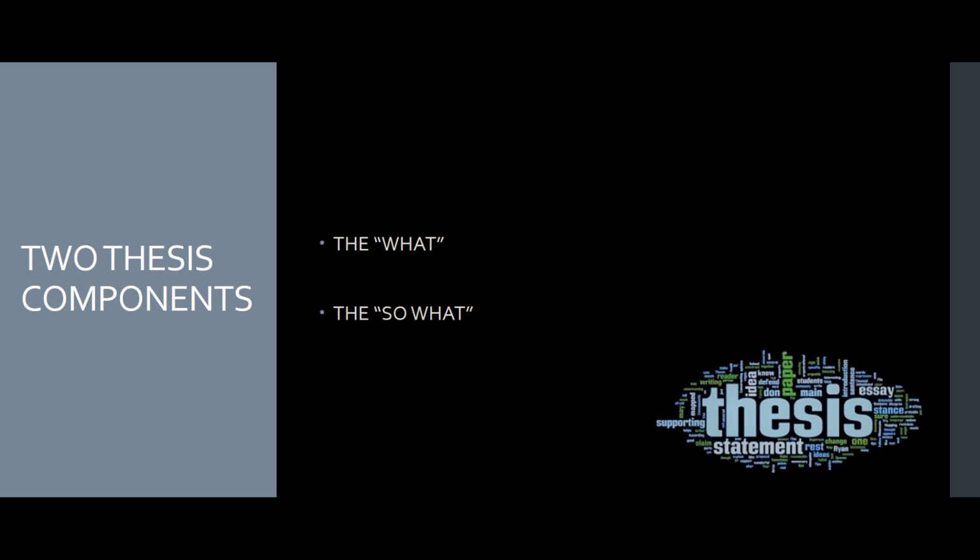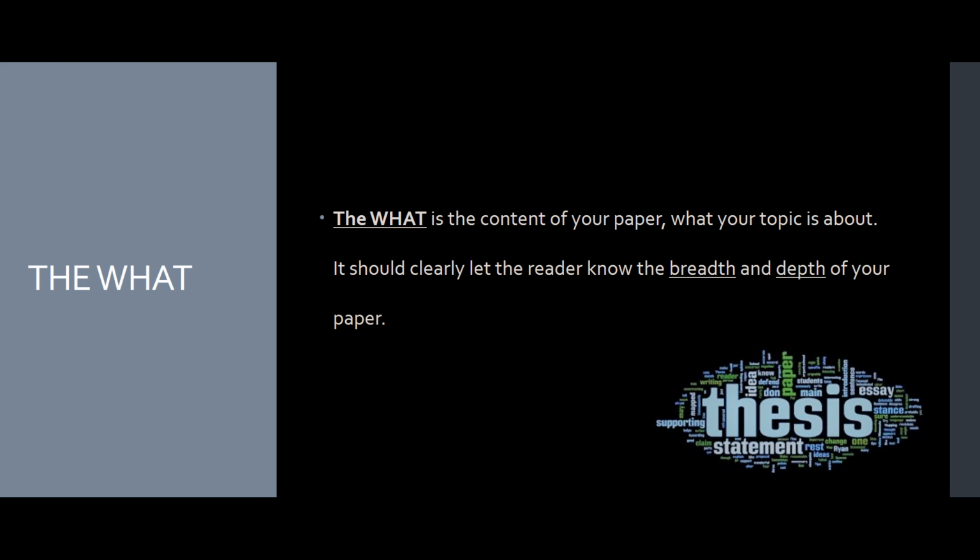All thesis statements, if they're really effective, are going to have two parts. I call them the what and the so what. The what is the content of your paper, what your topic is about. You want to clearly let the reader know the breadth and depth of your paper. The breadth is how much of a topic you're going to talk about, and the depth is how deep you're going to go into it. Shorter papers will have less breadth and less depth, and longer papers will have more breadth and more depth.